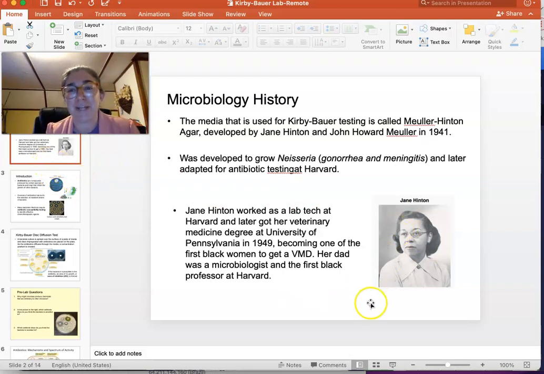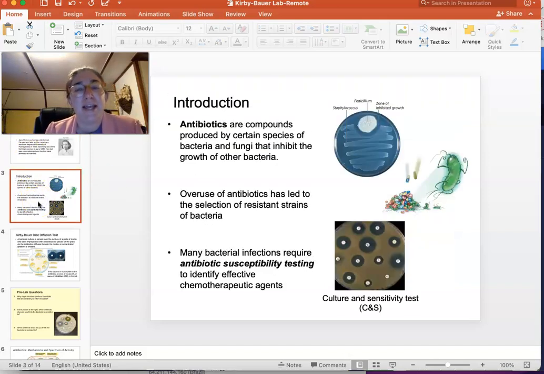So she was a pretty outstanding woman. She worked at Harvard with John Howard Mueller, and then as a lab tech, and then she left to earn her veterinary degree, which she was one of the first two black women to ever graduate with a veterinary medicine degree. So, cool stuff. All right, antibiotics and antibiotic sensitivity testing.